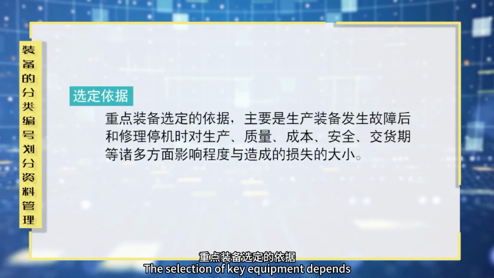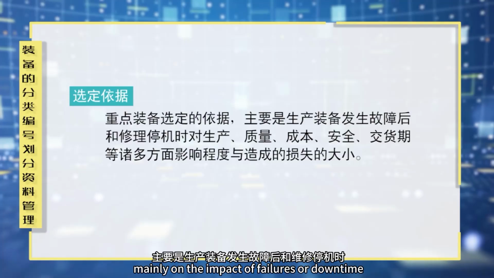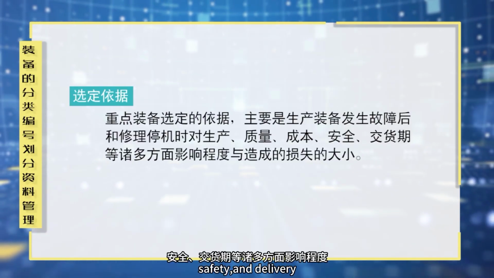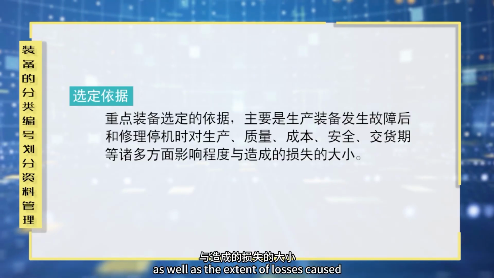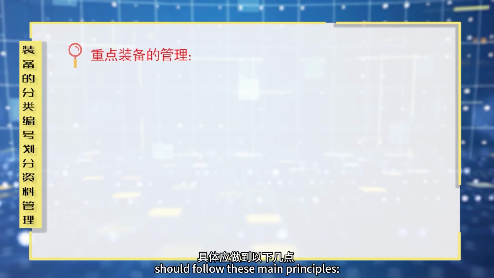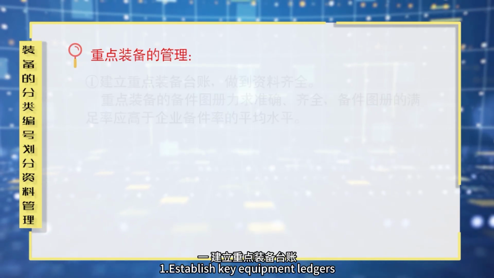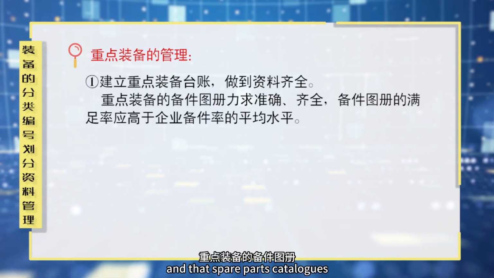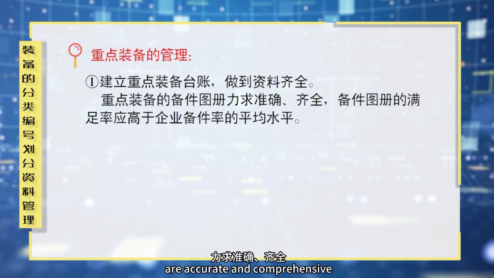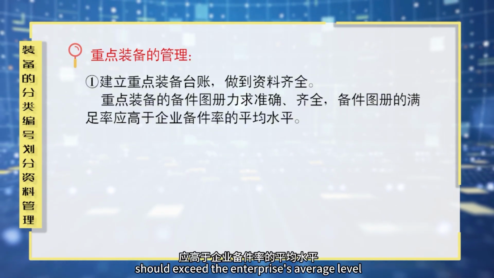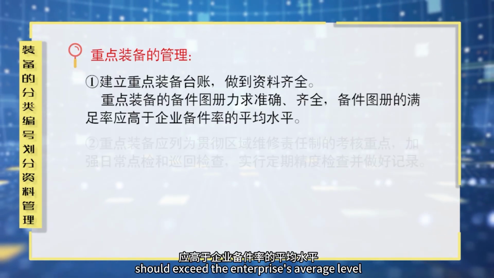The selection of key equipment depends mainly on the impact of failures or downtime on production, quality, cost, safety, and delivery, as well as the extent of losses caused. Key equipment management should follow these main principles. First, establish key equipment ledgers. Ensure that documentation is complete and that spare parts catalogs are accurate and comprehensive. The availability rate of spare parts catalogs should exceed the enterprise's average level.